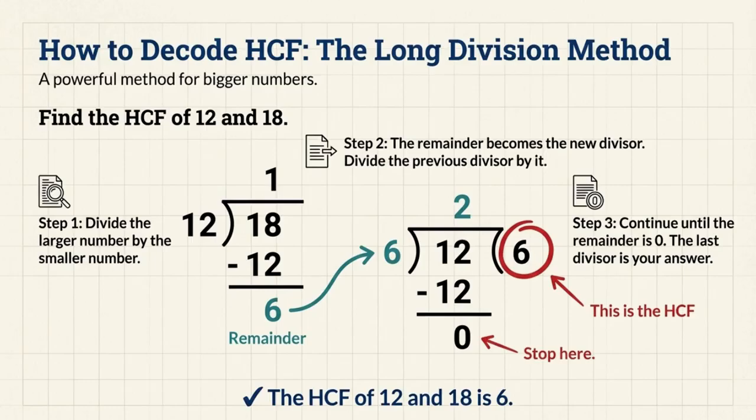Step 2. Here is the secret trick. That remainder 6 becomes the new boss. It becomes the divisor, and the old divisor 12 moves inside the house. Step 3. 6 goes into 12 two times, remainder is 0. The moment you hit 0, stop. The last divisor you used is your answer. The HCF is 6.